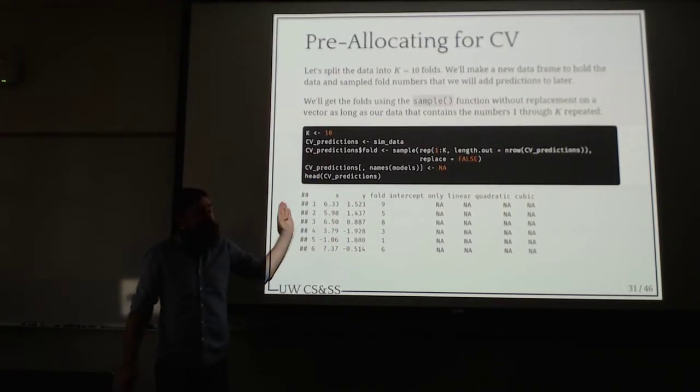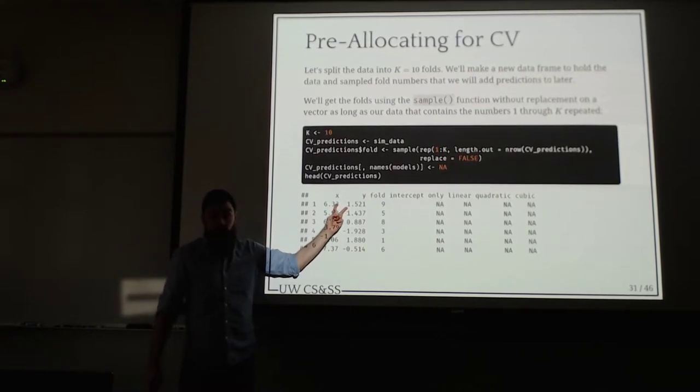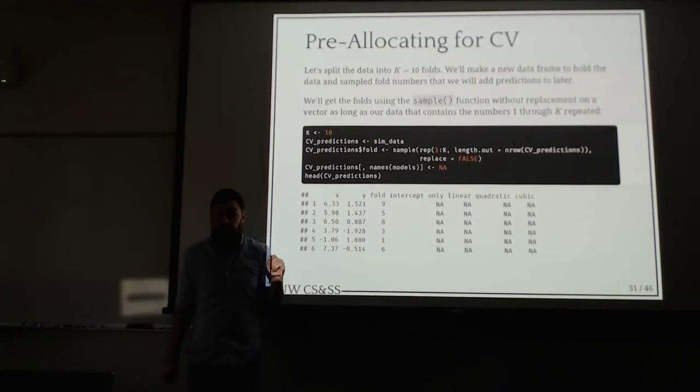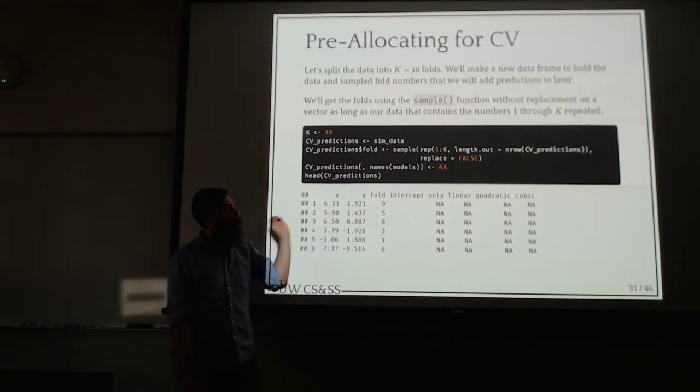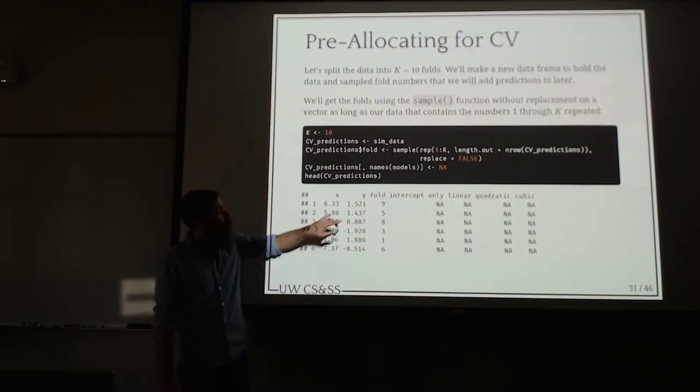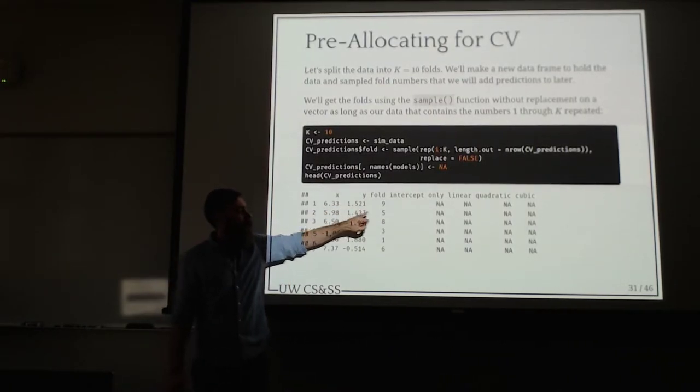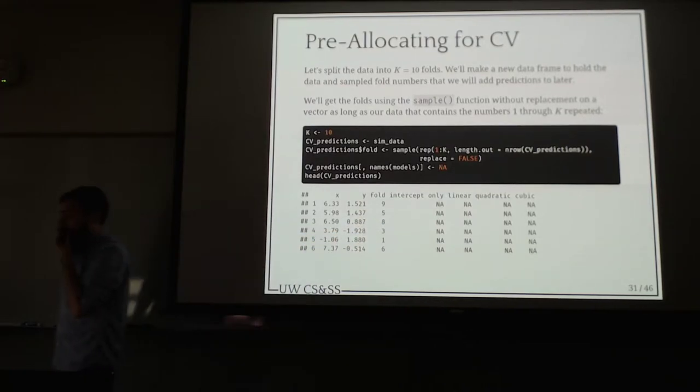So, we've generated something that looks like this. We have one row for each observation in our data, that is each value of x and y. Each one of those observations is assigned to a fold. And then what we're going to do is get a predicted value from each of these models, given these values of x and y, for each one of the folds.